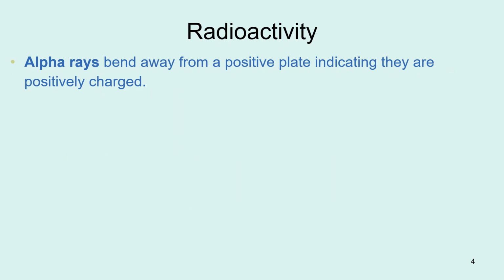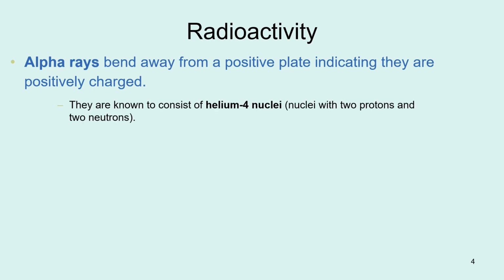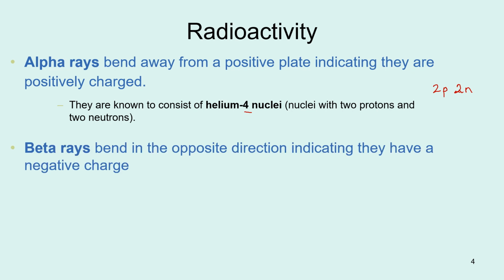So alpha rays, the first one, bend away from positive plates, so they are positively charged. And so alpha particles are actually helium nuclei. Remember, helium has two protons and 2 neutrons, so it has a total mass of 4. That's where the 4 comes from. So 2 protons making it helium and 2 neutrons making it a total mass number of 4. And it's been stripped of its electrons, so it's a +2 because there's 2 protons and no electrons.